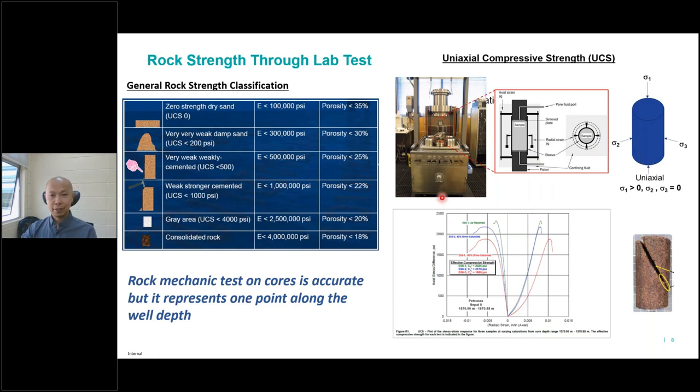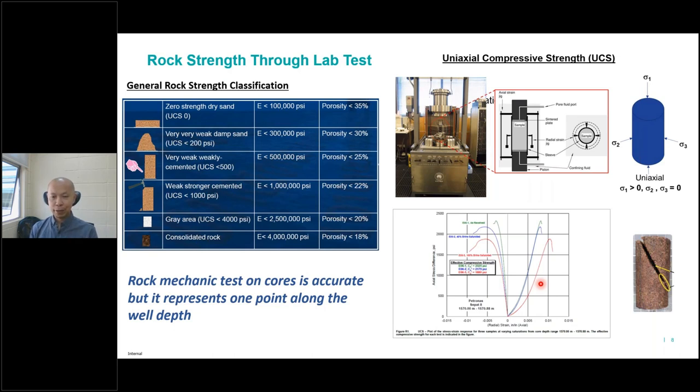The problem is this test is representative only of one point along the well. We drill a 3,000, 4,000 meter long well, and our specimen is only 1 inch in diameter. So it's basically one point along the well. We cannot do this 3,000 times, we have a limited quantity that we can test with this method. It's accurate, but it represents only one point in the well depth.